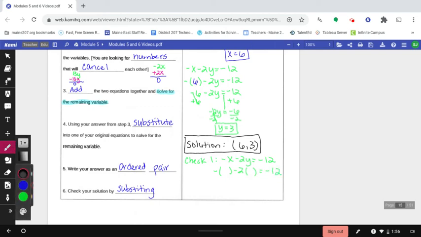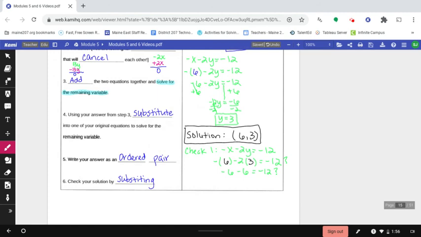So I've got parentheses there, and I'm going to put in a 6 for my x and a 3 for my y. And let's just check to see if this is true. So -6 minus, let's see, 2 times 3 is 6, equals -12. -6 minus 6 is in fact -12. So we get -12 is equal to -12, and we know that it works in that first equation. But remember, just because it works in one equation does not mean that it's the solution to the system. We have to check it in both of our equations. So we are going to have to check the other one as well.